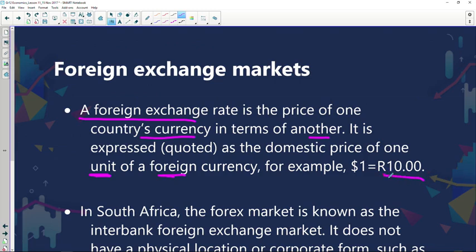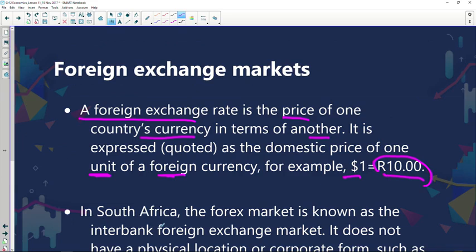So we know that in South Africa we use rands, and then we know that in America and in other countries they use dollars. So if you have $1, that dollar will be equal to 10 rand. So that is what we mean, that it is a price of one country's currency in terms of another. So there is that comparison that the rand equals to. So $1 equals to 10 rand.